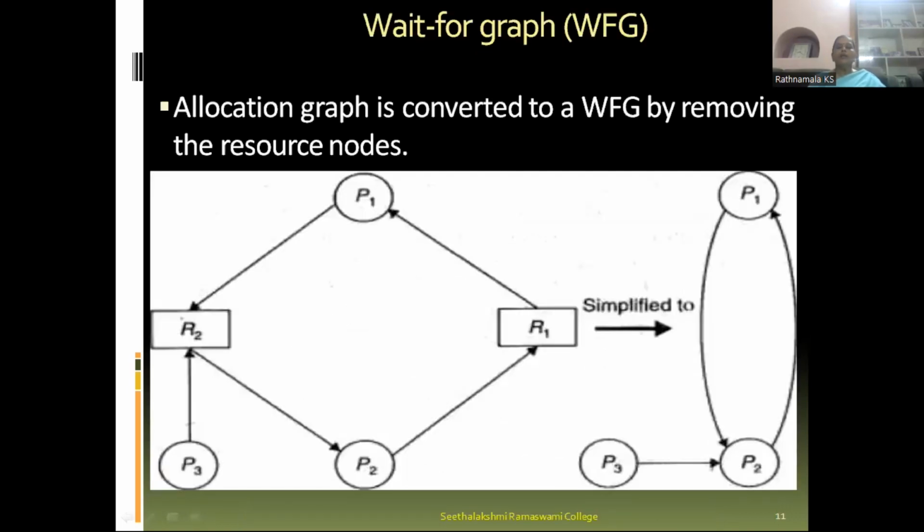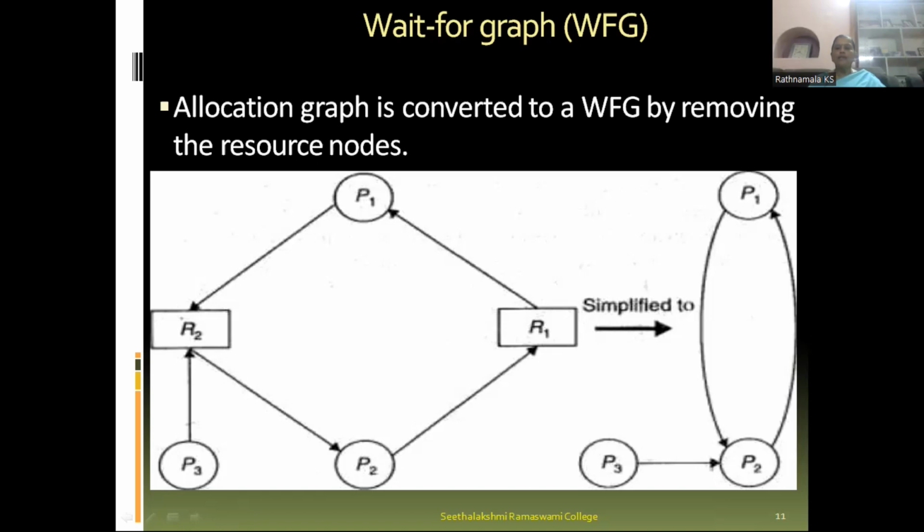Next. Whatever we have seen so far is a graph called the allocation graph. In the allocation graph, the processes are indicated by circles and the resources are indicated by rectangles. So this is an allocation graph. Now, to simplify this, we'll move on to a wait-for graph. In the wait-for graph, the resources are removed and only the processes are shown. So you can see here P1, P2 and P3.